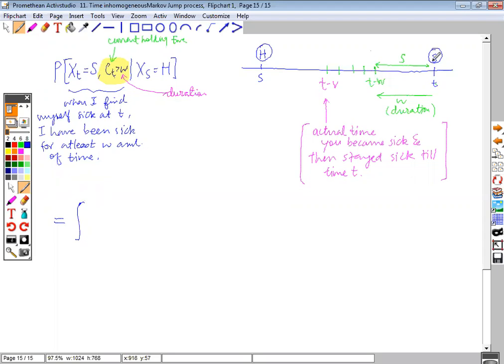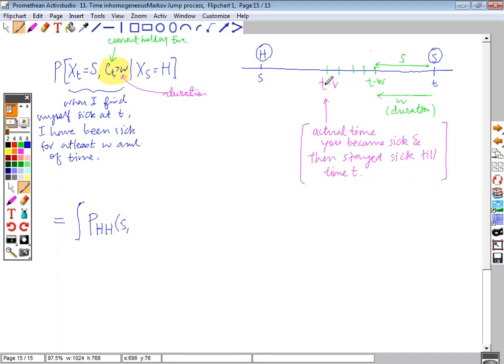So again, I cannot be dead and then be sick again, right? So the very first case that we will look at is PHH. So the probability that I am healthy at time S and that I am healthy. So I find myself here. So when I am at T minus V, when I make a transition to the state S in actual, right?